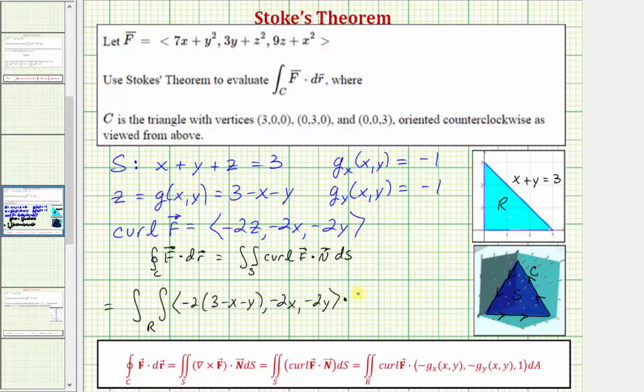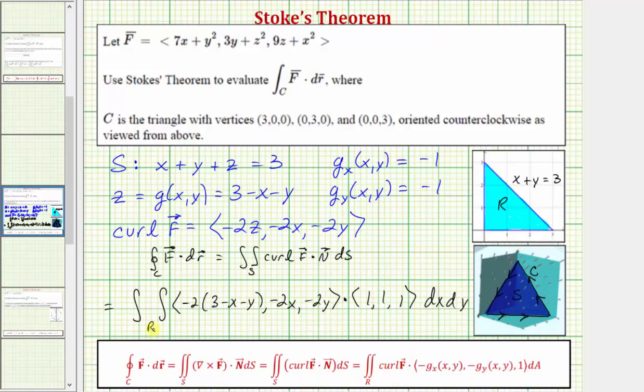And we're going to dot this with angle bracket the opposite of the partial of g with respect to x, which would be positive 1, comma the opposite of the partial of g with respect to y, which is also positive 1, and then we have a z component of 1, and then for differential a, let's use dx dy. Remember, this form of the double integral over the region R is simplifying some of the work in this form of the surface integral, but they are equal to each other.